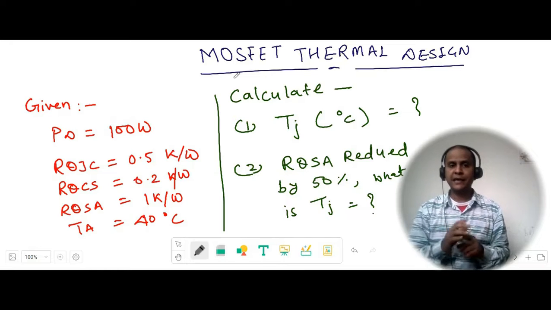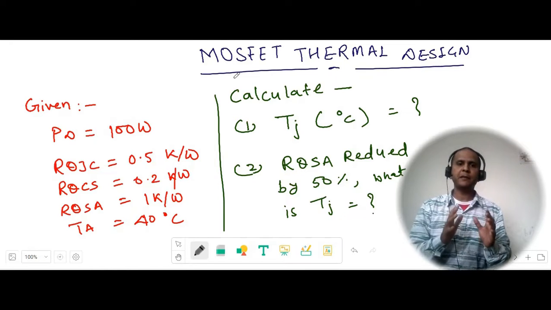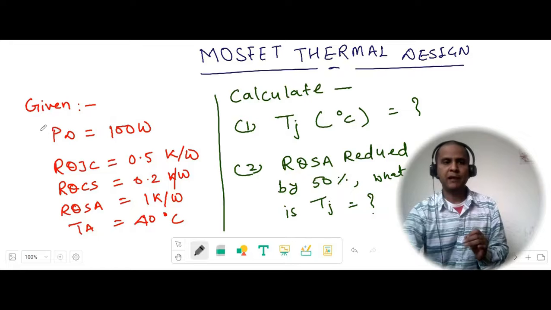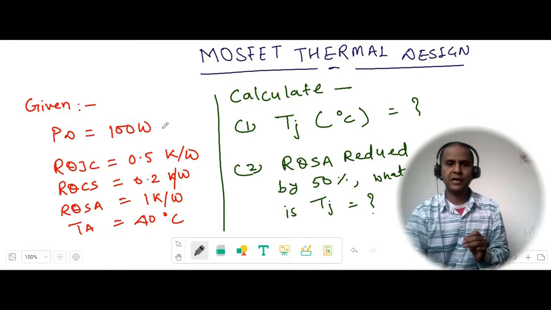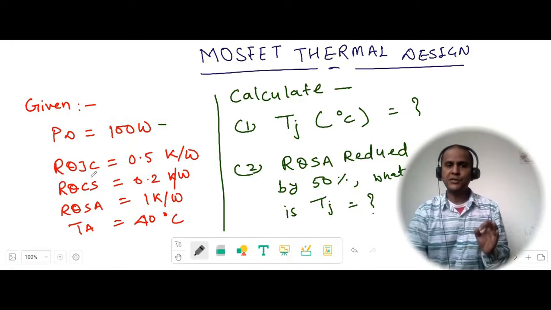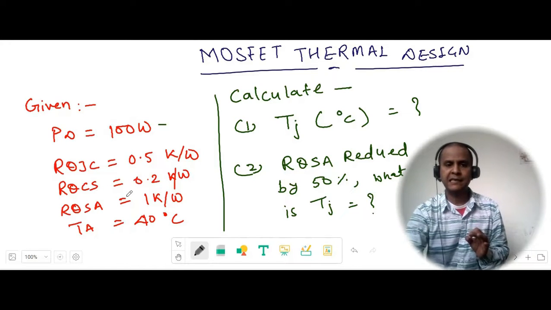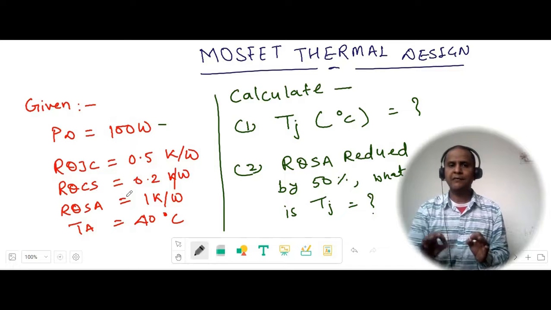So in order to understand the thermal performance, let us say your MOSFET is dissipating 100 watt of power. That means the power dissipation of your MOSFET is 100 watt. The first parameter they have given is the power dissipation of the MOSFET, which is 100 watt. And R theta JC, the junction to case thermal resistance of the MOSFET, is 0.5 Kelvin per watt, and R theta CS is 0.2 Kelvin per watt.